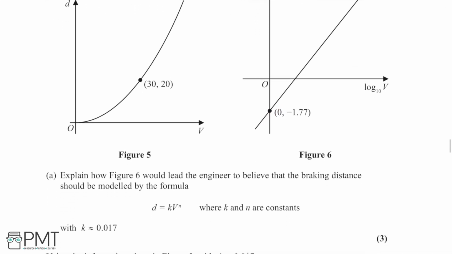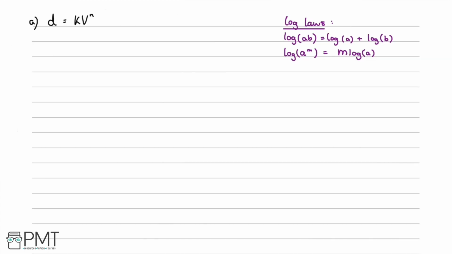And what we're asked to do in part A of this question is to explain how figure 6 would lead the engineer to believe that the braking distance should be modelled by the formula d is equal to k v to the power of n, where both k and n are constants, and we're told that k is approximately 0.017.